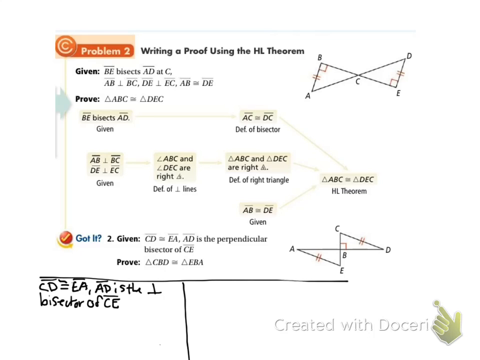But I need to somehow use that AD is a perpendicular bisector of CE. So already they've drawn in the right angle, and I also know then this must also be a right angle. So I should first say that, right? So angle CBD and angle EBA are right angles, and that is the definition of perpendicular.